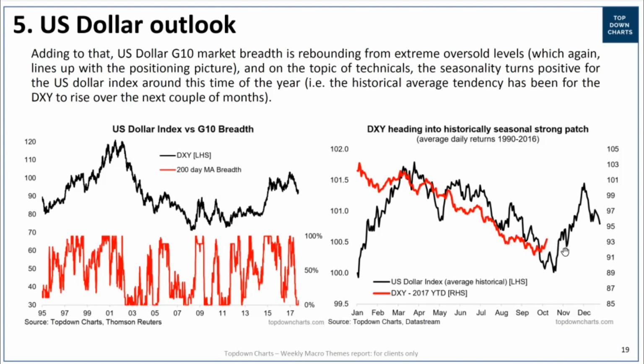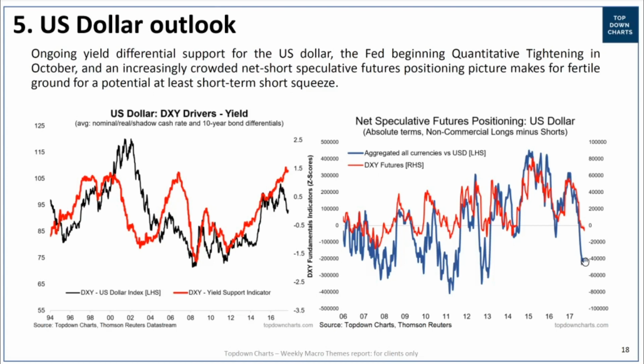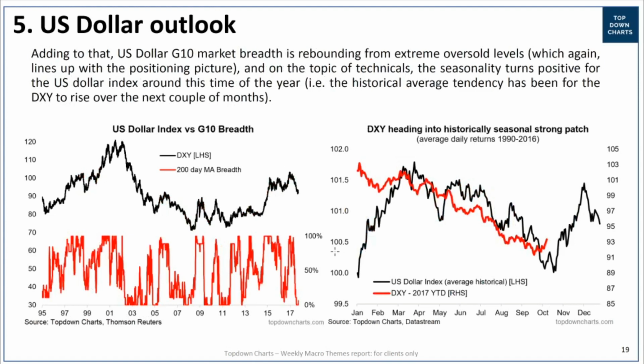So we're just heading into the seasonally strong patch that tends to emerge through mid-October, November into early December, across a relatively reasonable period. Seasonality does break down and not work sometimes, but when you add it to the mix of an oversold breadth signal, extreme shorts, and continuing yield support, it's the kind of setup where the risks to the upside look pretty compelling.